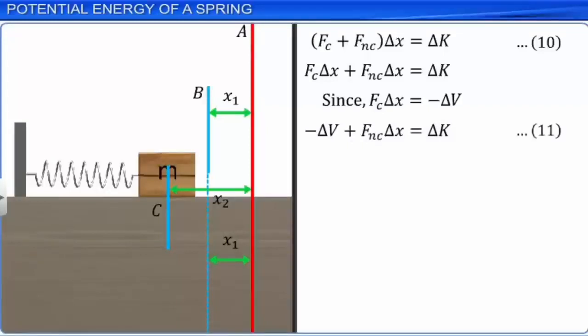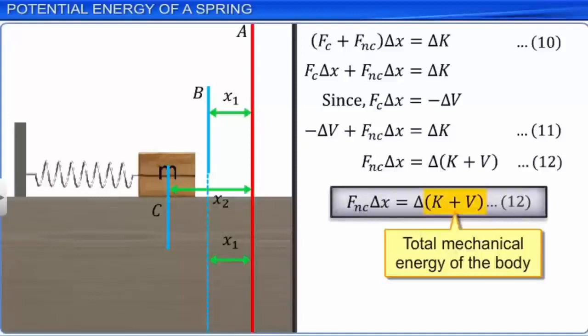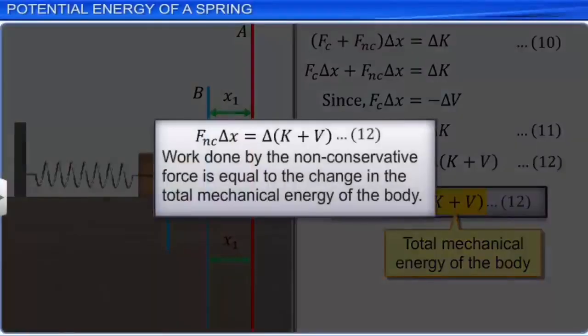We have Fnc delta x equal to delta of (K plus V). Let this be equation 12. Since K plus V is the total mechanical energy of the body, which is the sum of the kinetic and potential energy of the body, equation 12 shows that the work done by the non-conservative force is equal to the change in the total mechanical energy of the body.